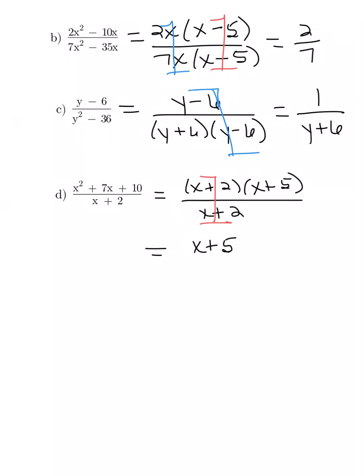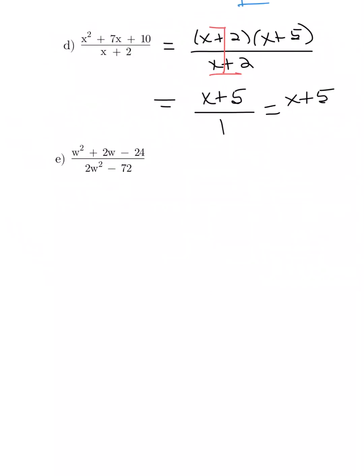We simplified the entire denominator. We took x plus 2 divided by x plus 2, which does equal a 1. You can put in a 1 for a denominator. It is not necessary, however, to show 1 as a denominator, so you could just write this one as x plus 5.